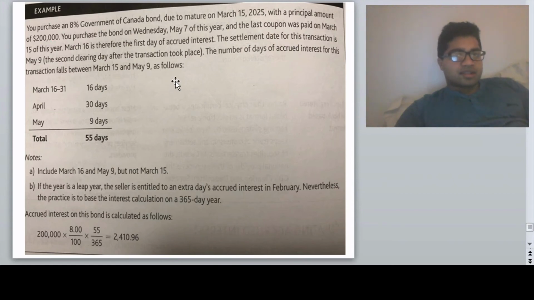The number of days in the transaction is as follows. The number of days runs from 1 day after the coupon is paid to the settlement date, May 9th. So 16 to 31 is 16 days, then 30 days, and 9 days. So you have to pay him back face value multiplied by the coupon rate divided by 100, multiplied by the number of days, that is 55 divided by 365. So you have to pay him $2,410 when you buy the bond.